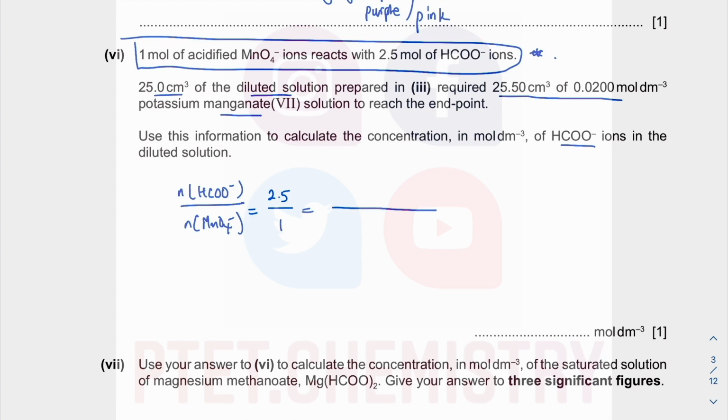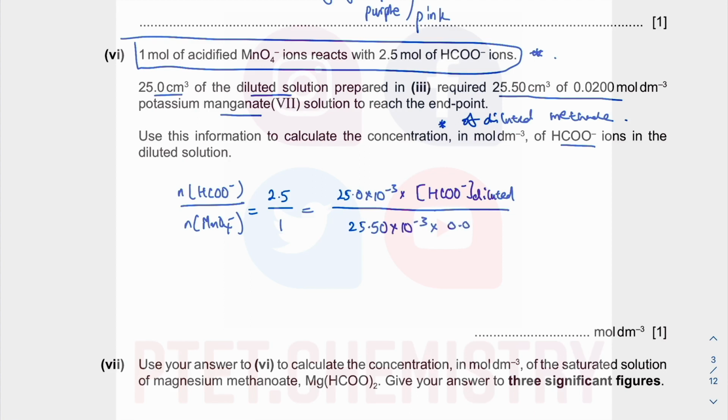On the top is for the methanoate. So the methanoate is what you dilute, and the concentration is of the diluted methanoate. So that's 25.0 times 10 to the minus 3 times HCOO minus diluted. Remember, this is the ion, not the whole methanoate thing, yeah? The bottom is MnO4 minus, that's 25.50 times 10 to the minus 3 times 0.0200. So your HCOO minus diluted, remember you diluted it 50 times just now, yeah?